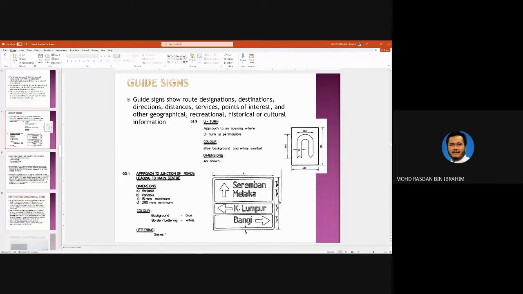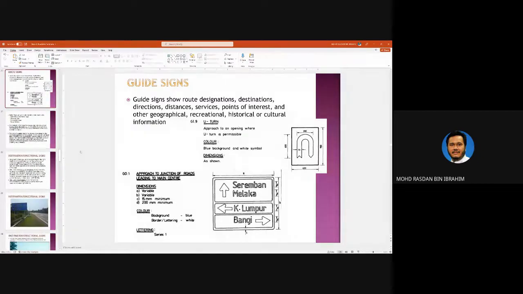Next part is the guide signs. It shows designations, destinations, directions, points of interest, and so on and so forth. Guide signs will have the arrow. The important part will have the arrow.